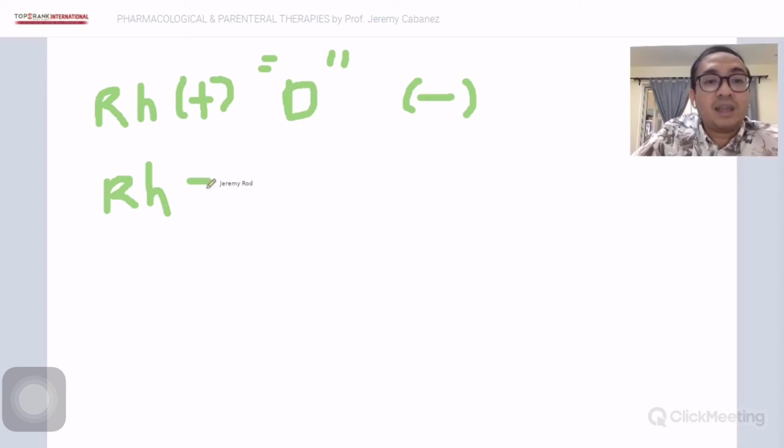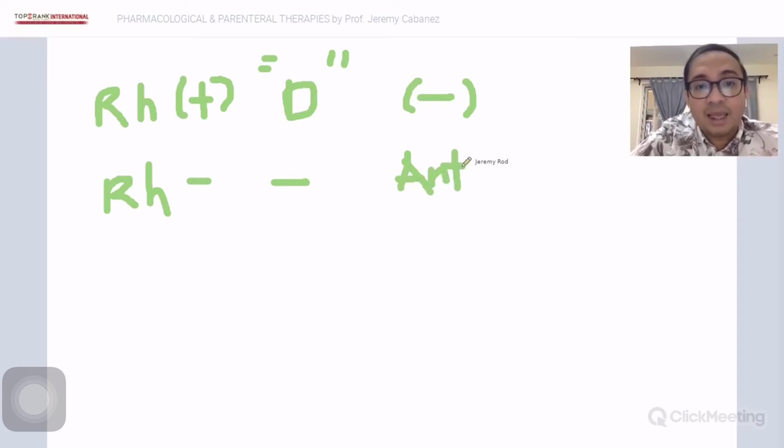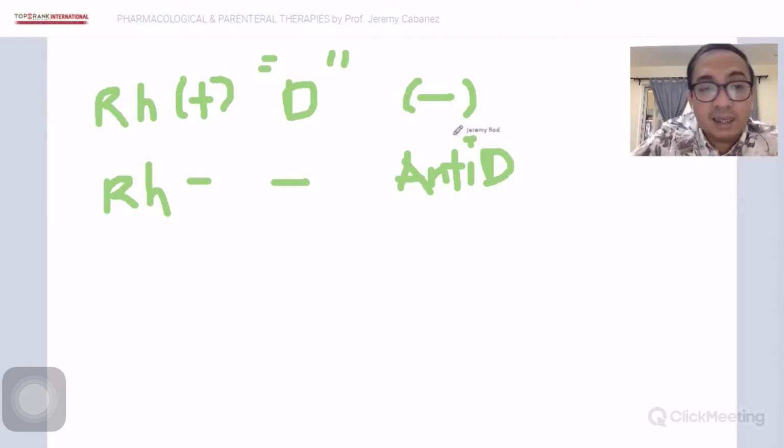Okay, RH negative, wala po siyang antigen, pero meron siyang antibody. Ano ang antibody niya? They have antibody against D. So definitely, kung meron siyang antibody against D, ganito lang yan.